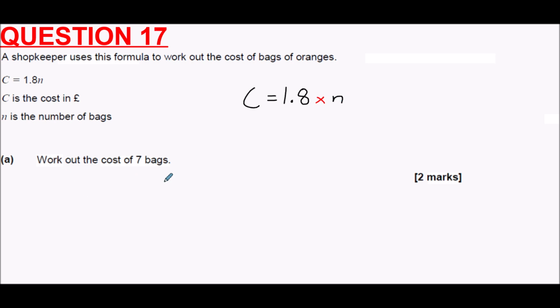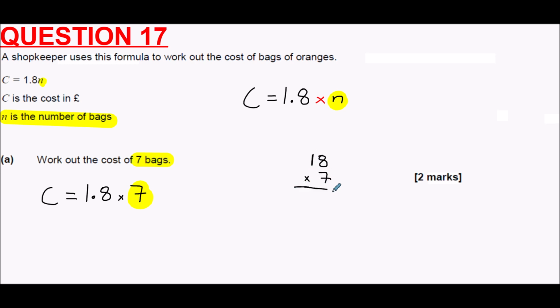And so work out the cost of 7 bags is what we need to do. So the cost of 7 bags is going to be 1.8 multiplied by 7. Because in this case, n, the number of bags, is 7. So we're just substituting in the value of 7 in place of the letter n. So we need to work out 1.8 times 7. What I suggest we do is forget the decimal for a second and just think of it as 18 multiplied by 7.